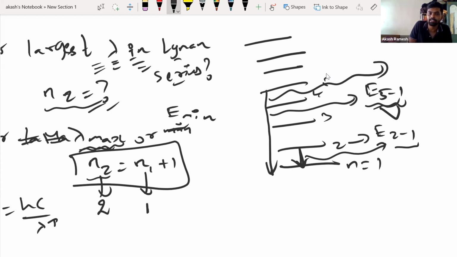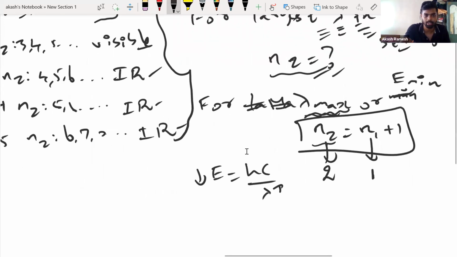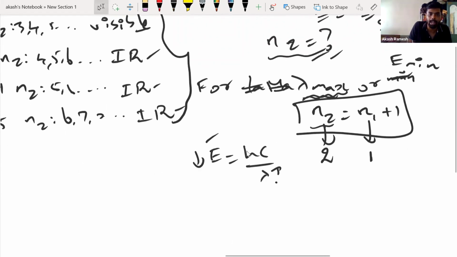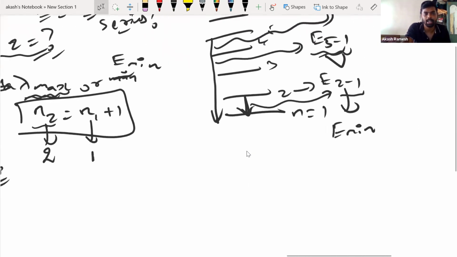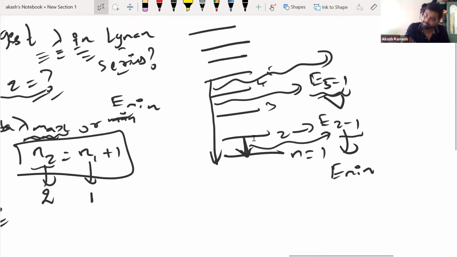So what I understand is that for the Lyman series, the transition from 2 to 1 will be the minimum energy value. And obviously from this equation, E is equal to hc by lambda. If E is minimum, lambda will be maximum. That is the reason why, whatever the series, for getting minimum energy the transition has to happen from the next shell to the minimum shell number. Say for example, in the Lyman series, n1 is equal to 1, so from 2 to 1 is where I'll get the minimum energy.